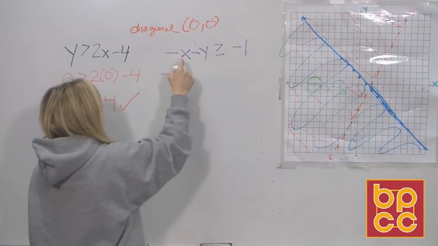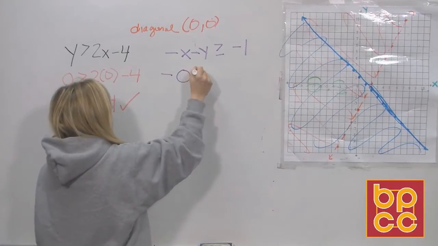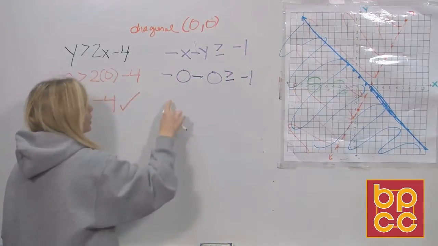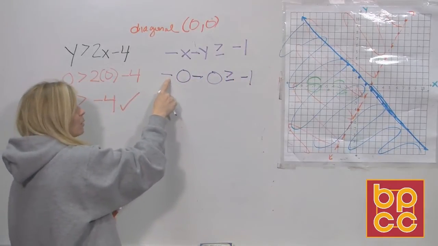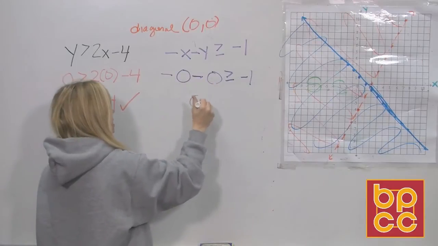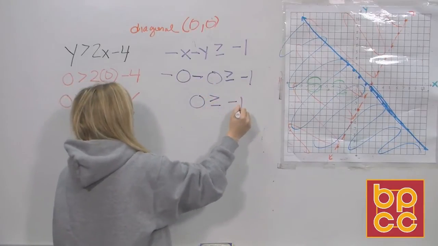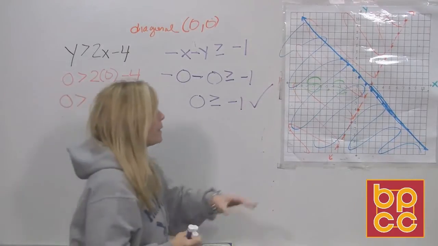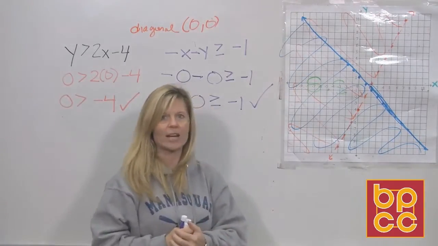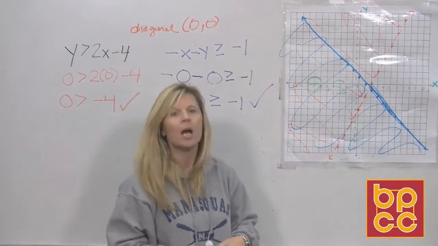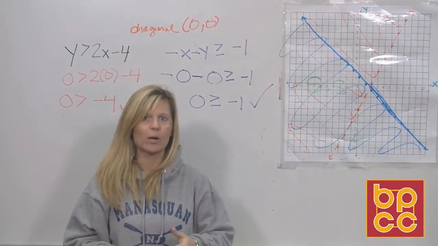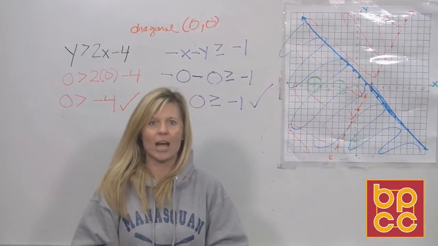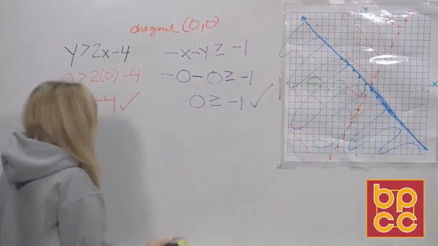We have negative x is 0, minus y is 0, greater than or equal to negative 1. There is no such thing as negative 0. This is just 0 minus 0, which is 0. Is 0 greater than or equal to negative 1? It sure is. It checks in both. You could have picked any point in that shaded region where both shadings overlap. Always look for the most obvious point to pick, the easiest. And because the origin was in there, that's the easiest to check. Okay, so far so good.